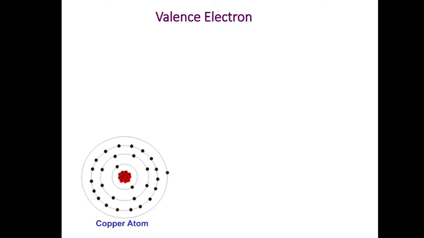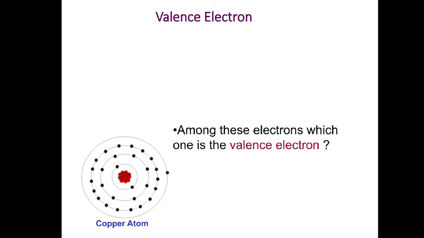Actually, why only 2 electrons, 8 electrons and 18 electrons in the subsequent shells? It is based upon the formula 2n square, where n is an integer. So in the first shell, 2 into 1 square, that is 2. In the second shell, 2 into 2 square, 8 electrons, and in the third shell, 2 into 3 square, 18 electrons are accommodated. The remaining electrons are placed in the fourth shell.